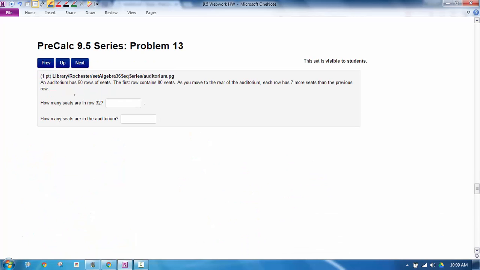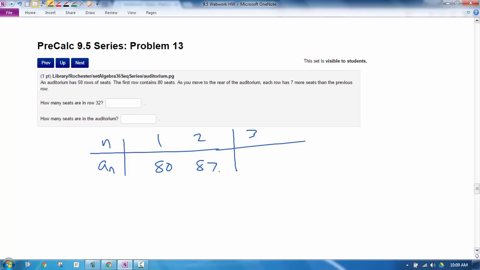Okay, the next question says an auditorium has 50 rows of seats. The first row contains 80 seats. And then each successive row after that, you add 7 seats. So it'd be 87 and so on. Add 7, you get 94. So you can see that this is an arithmetic sequence, and this is how many seats are in row 32.